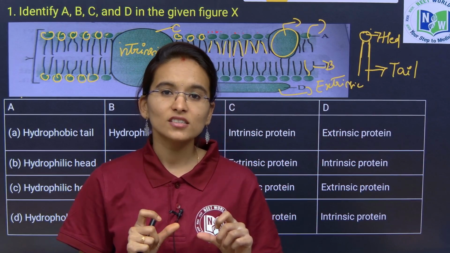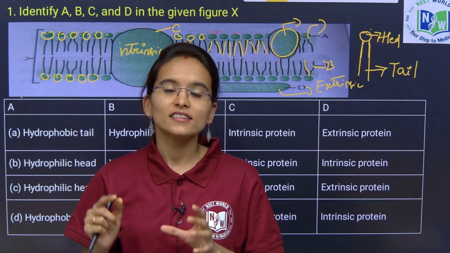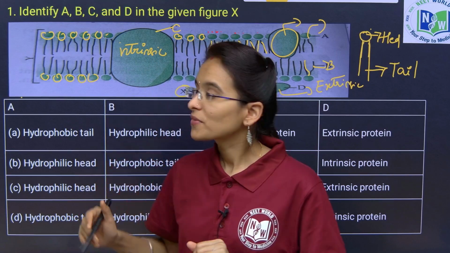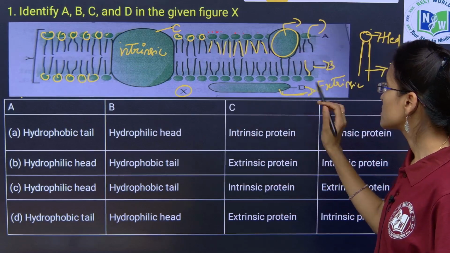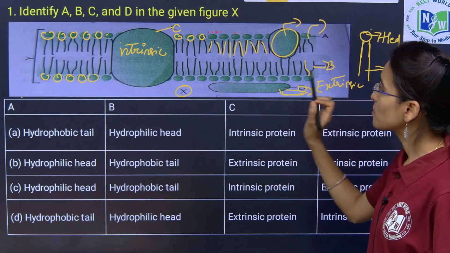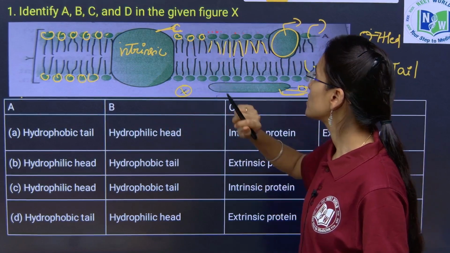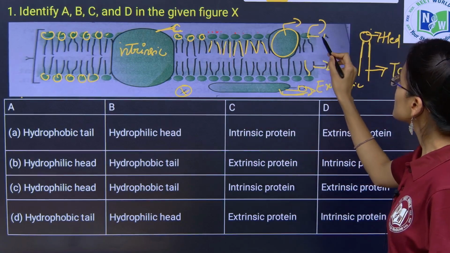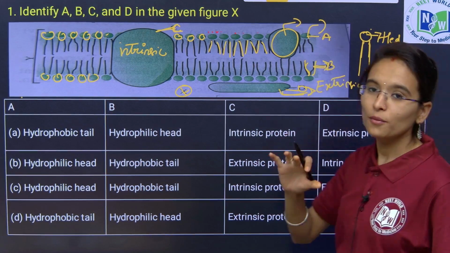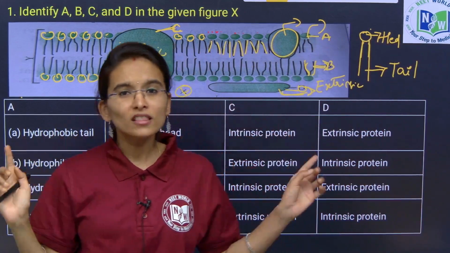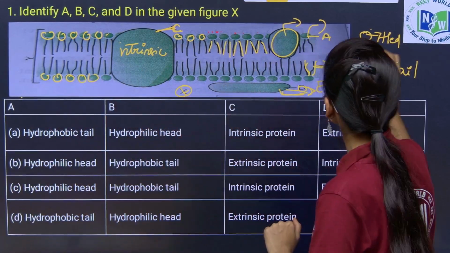The lipid structure contains the hydrophilic head, and the tail portion is called the hydrophobic tail. And here is an intrinsic protein and an extrinsic protein. D is an extrinsic protein, C is an intrinsic protein. The figure X is actually a plasma membrane, A is the hydrophilic head and B is the hydrophobic tail. By keeping all these concepts in mind, now let's solve these options.